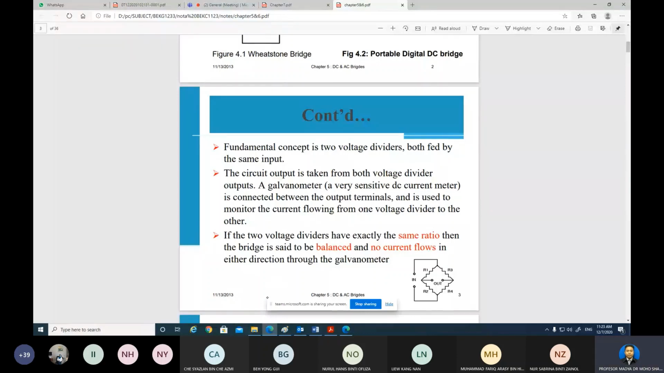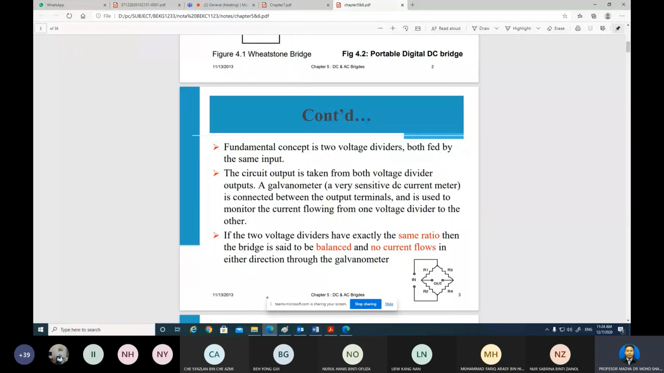For example here, if the circuit is balanced, the voltage across R1 equals the voltage across R3, and the voltage across R2 equals the voltage across R4. That means our circuit is balanced, so no current flows in the galvanometer, and the galvanometer will show a zero value.